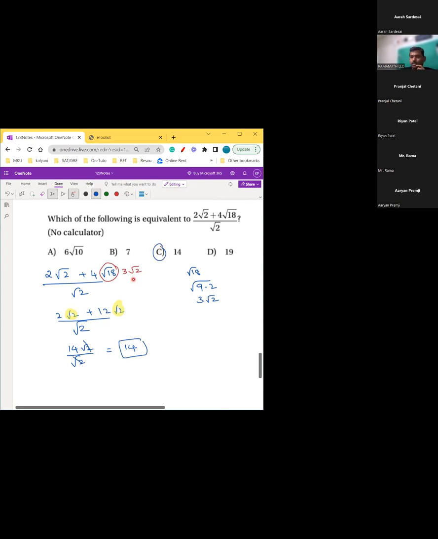Mr. R. Yeah. Wait, how do you go to 12 radical 2 from 3 radical 2? Yeah, like you know how you broke 18 down and you got 3 radical 2. Oh, you multiplied 3 times 4. Never mind. Yeah, sorry. That's okay.